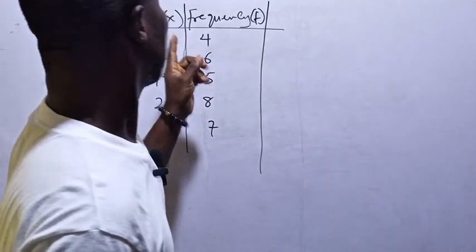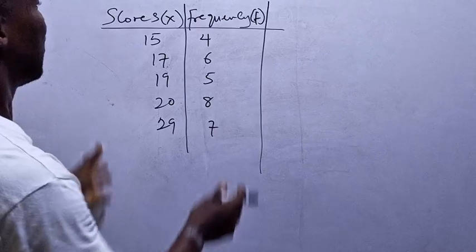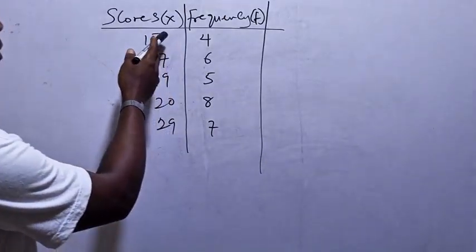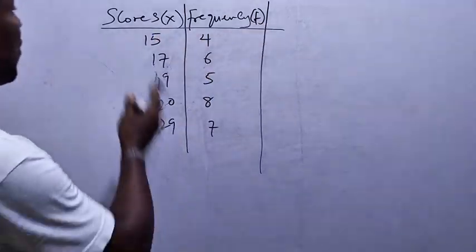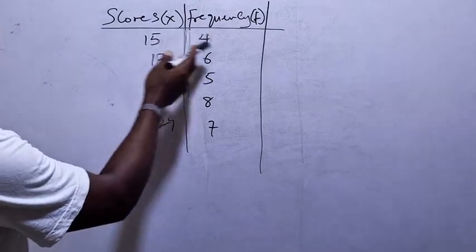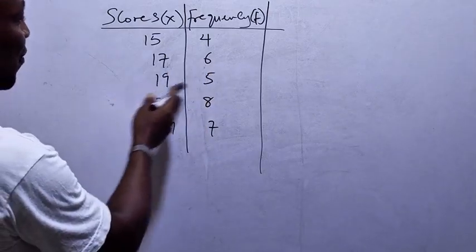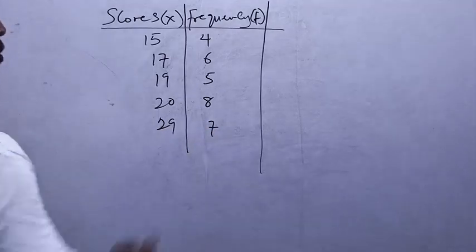Today we have a question here. It says find the mean of the table below. We have a frequency table. We have scores represented as S and the frequency represented as F. We have scores here to be 15, frequency of 4; 17, frequency of 6; 19, frequency of 5; 20, frequency of 8; and 29, frequency of 7.